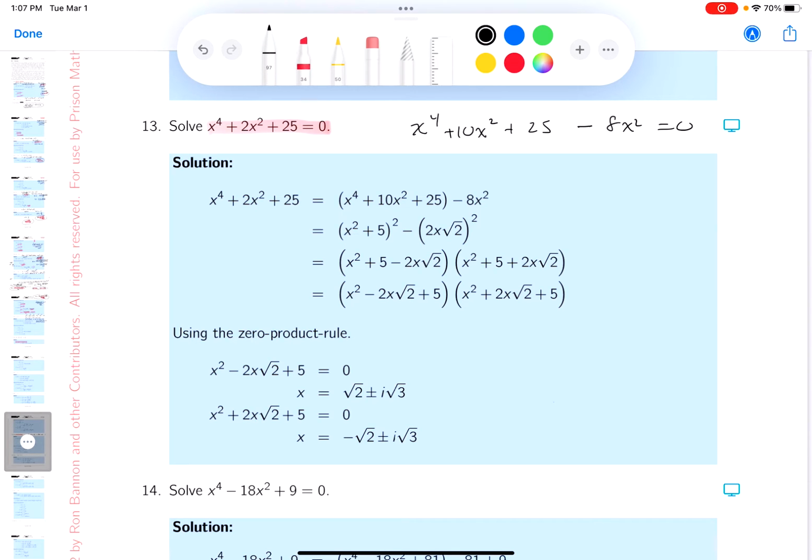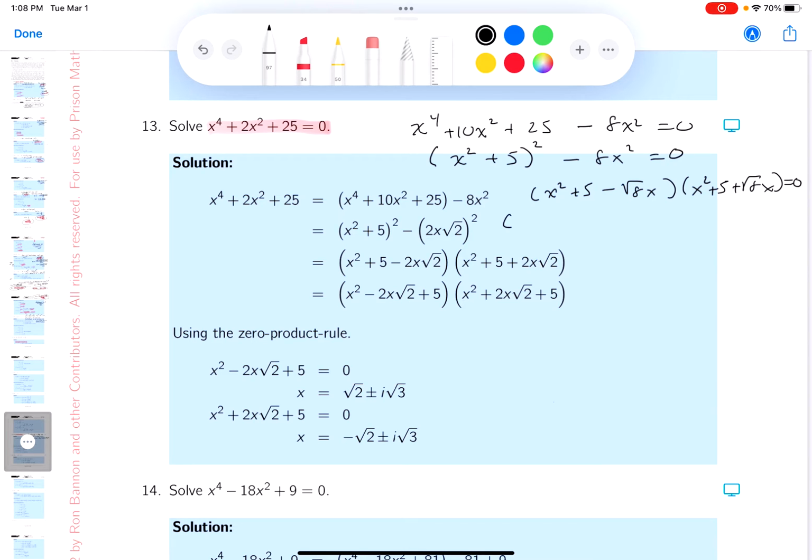What's the advantage of this one over here? Well, I got a perfect square. That's (x^2 + 5)^2 minus 8x^2. Well, I'm going to put the factorization down now. What's it going to be? Let's see, (x^2 + 5 minus root 8 x), and then (x^2 + 5 plus root 8 x) equals 0.